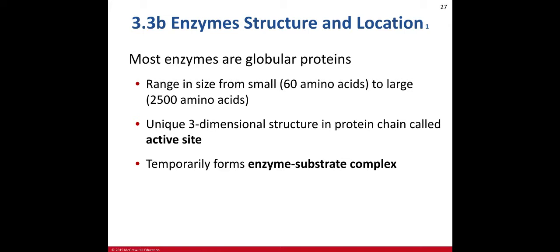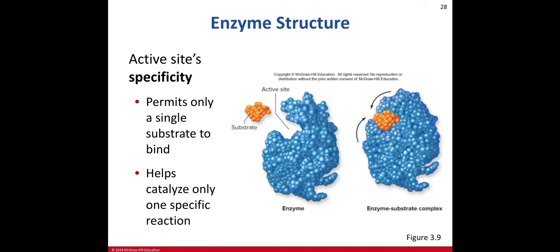They have a unique three-dimensional shape, and that space is called the active site. That is the place where we're going to make this chemical reaction occur. And what happens is we get our two reactants in our active site. Then we're able to form this enzyme substrate complex, and then we do our reaction. Then our products are released. So here's what that looks like.